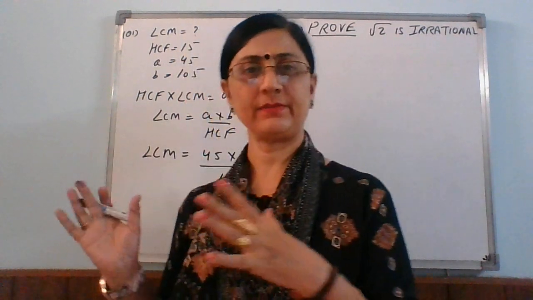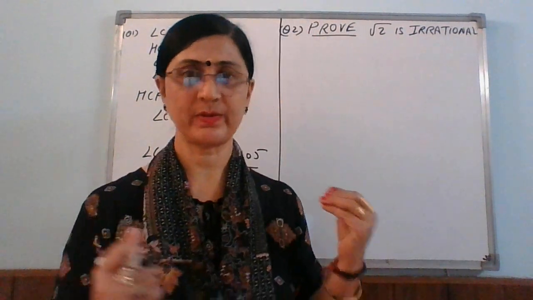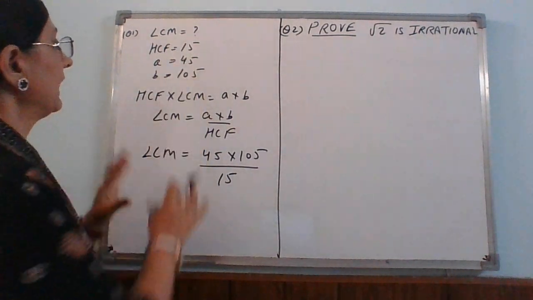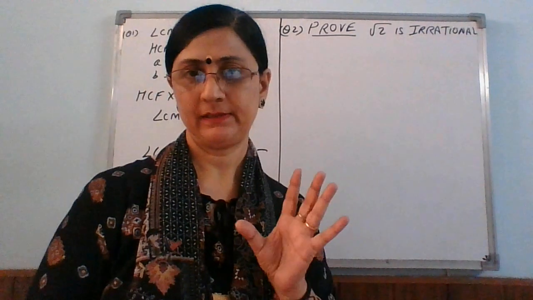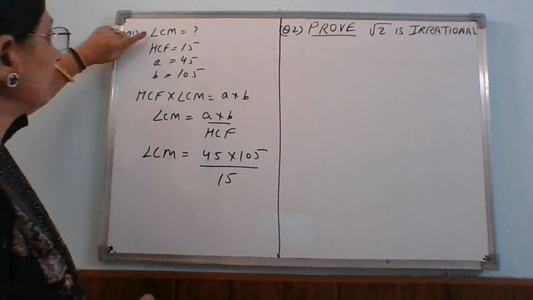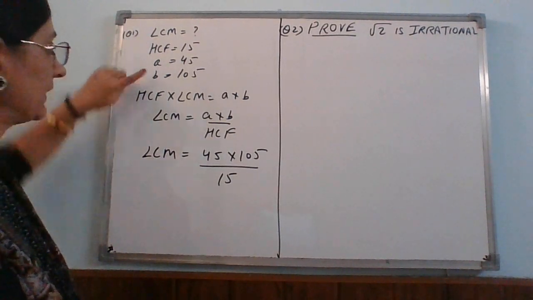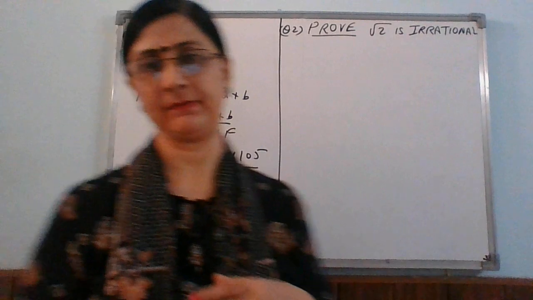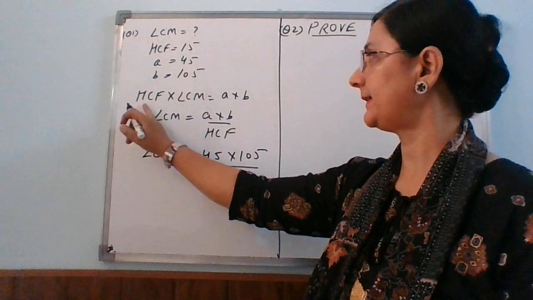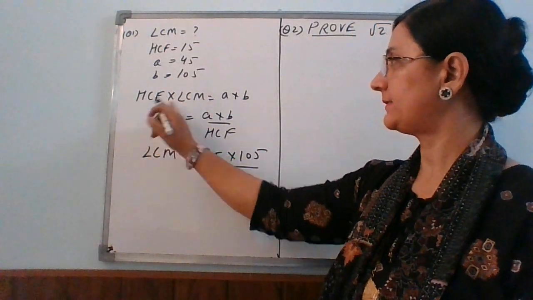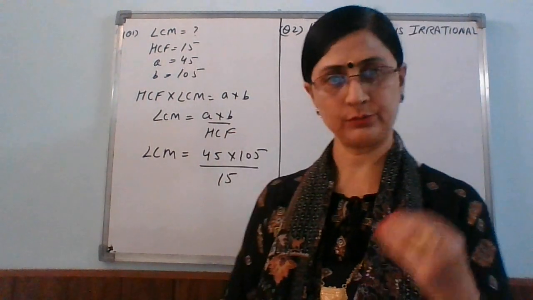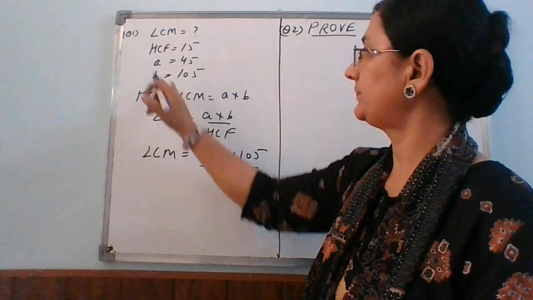So students, I have written 2 questions. Let us do these questions here, right? I gave you that formula of fundamental theorem. If LCM you have to find, HCF is given 15, one number is 45 and the other number is 105. So you have to apply this formula, HCF multiplied by LCM. HCF into LCM is equal to the product of the two numbers, right? Now you are supposed to find LCM.